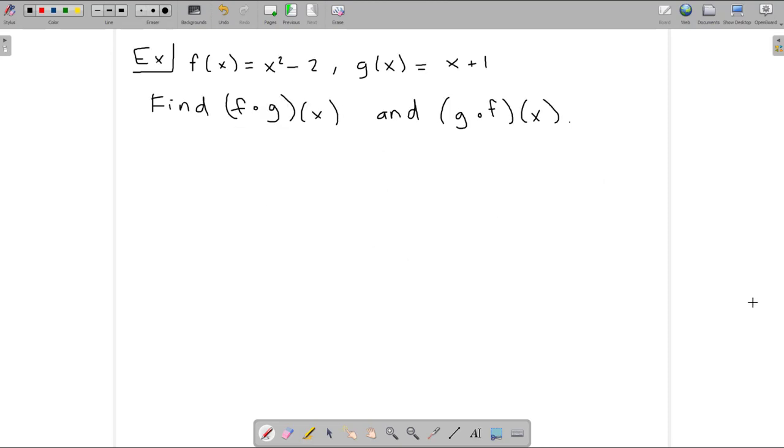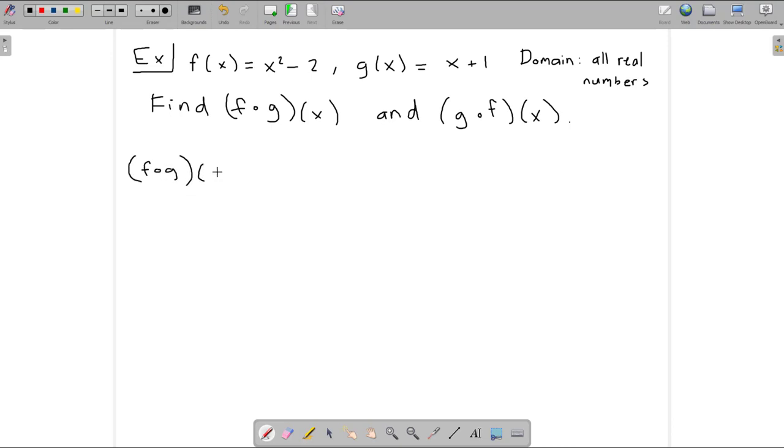So why don't we now take a look at an example of what finding compositions of functions looks like. So let's say we have f of x equals x squared minus 2 and g of x equals x plus 1. And we want to find f of g of x and g of f of x. So first thing to notice would be the domains of these functions. This is a quadratic and this is a linear function, a line. So both of those have the domain all real numbers. And so that means that I don't have to worry about what I'm allowed to plug in, right? So with that, we can just begin.